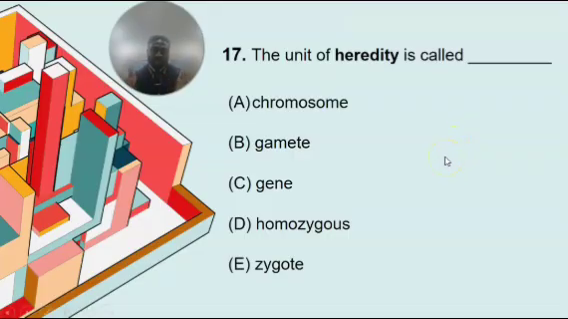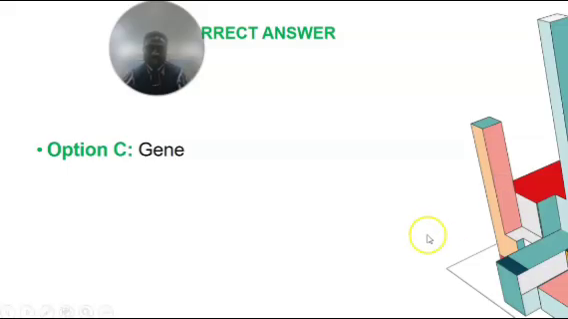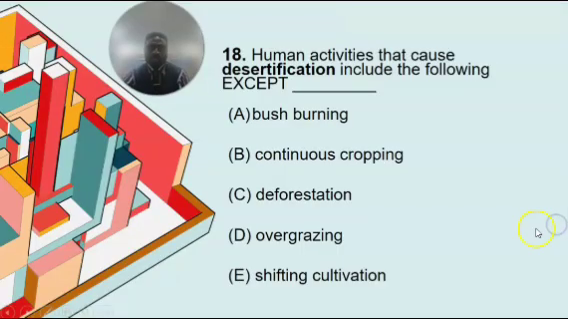So it carries the genetic makeup of that organism, which we call the genome structure. So gene here is the answer to go for, option C. Then question 18 says, human activities that cause desertification include the following except one. So which is the odd one out that does not cause desertification? That's the technique behind this question.